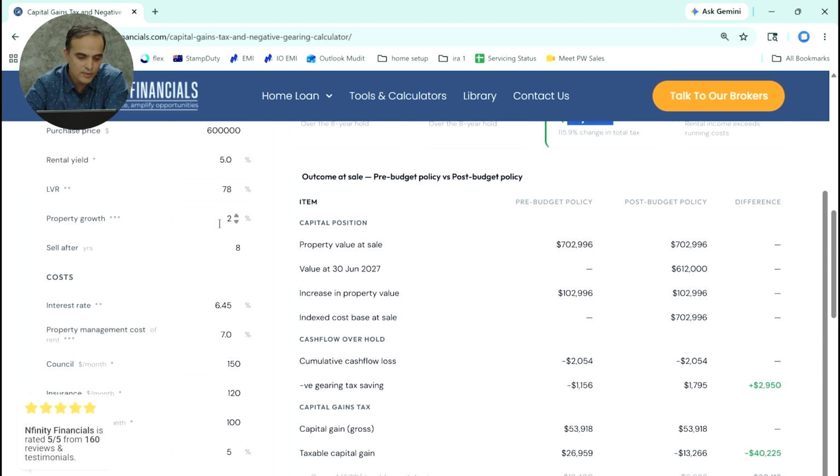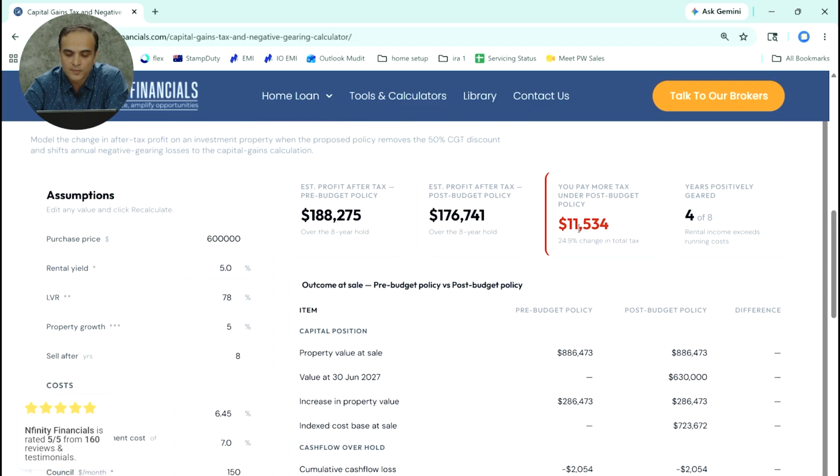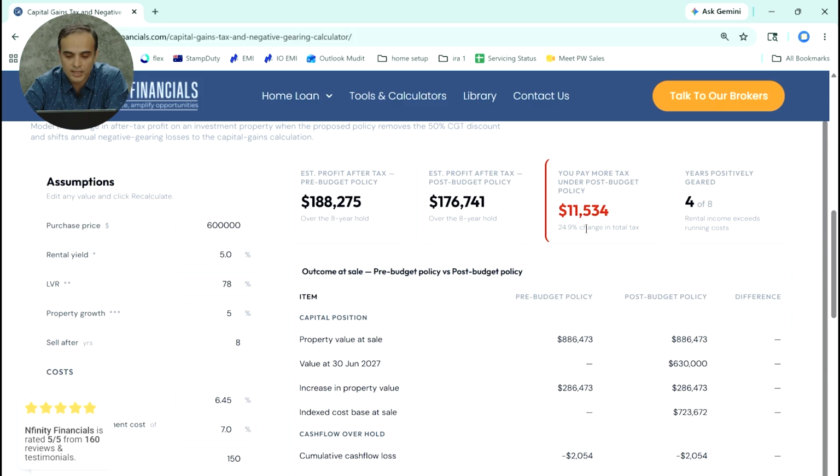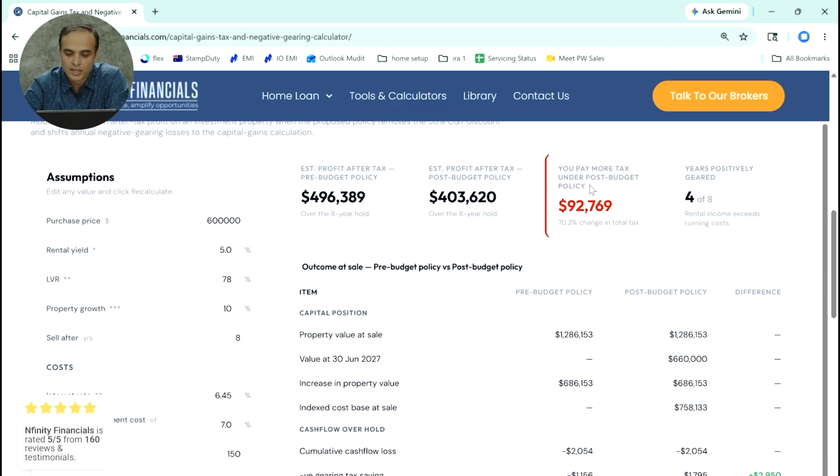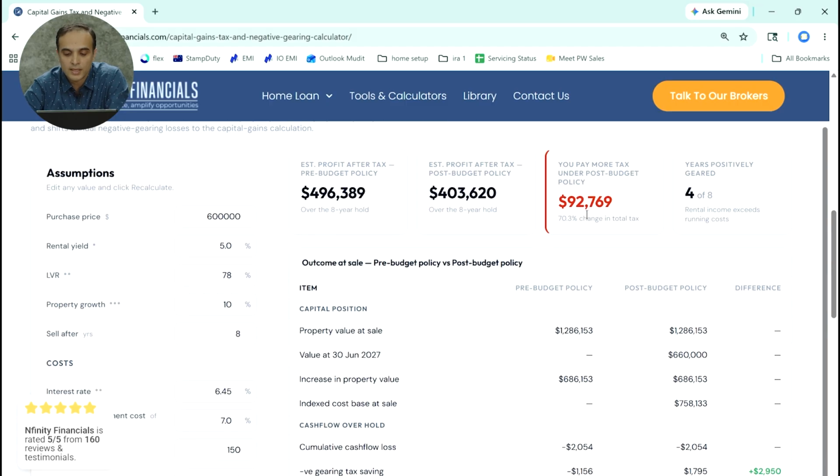Now let's assume the same inflation of 2%, but let's say the property grows by an average of 5%. If it grows by 5%, your tax under the new policy will be higher by roughly $11,500, okay? And if the property growth is assumed to be, let's say, 10%, a good growth, let's look at the numbers now. So you pay $92,000 more tax when you're selling it overall, okay? But yes, higher tax, but then there is good profit to be made as well. You make 400k roughly profit if this kind of growth rate is achieved. So that's the profit after tax, okay?